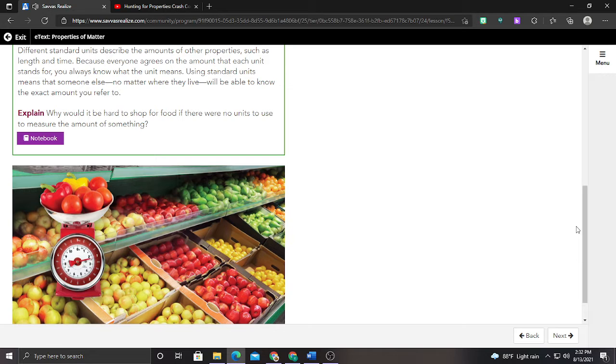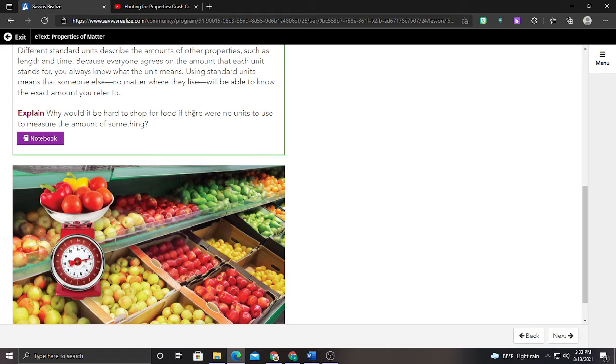Using standard units means that someone else, no matter where they live, will be able to know the exact amount you refer to. Explain. Why would it be hard to shop for food if there were no units to use to measure the amount of something? So think about that for a second, guys.